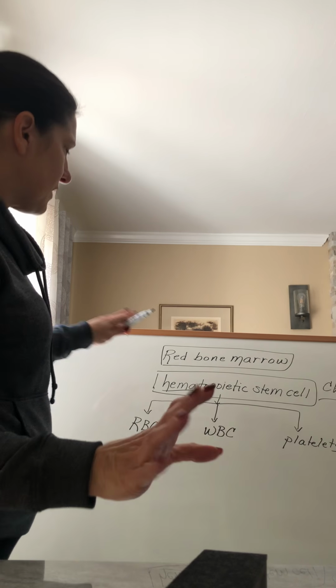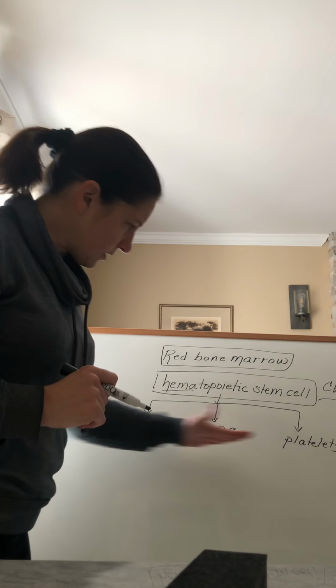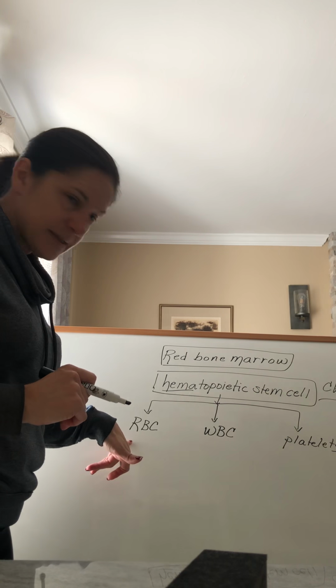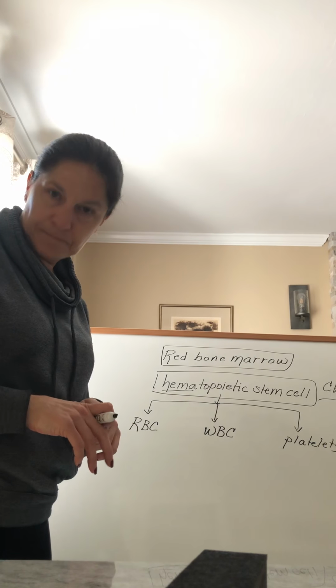So the red bone marrow is going to be the site where the stem cell lives, and the stem cell is going to produce all of these: the red blood cells, which we'll talk about now, white blood cells, and platelets. Good?